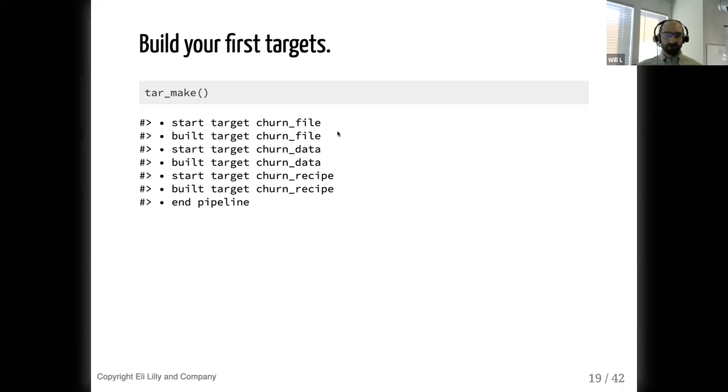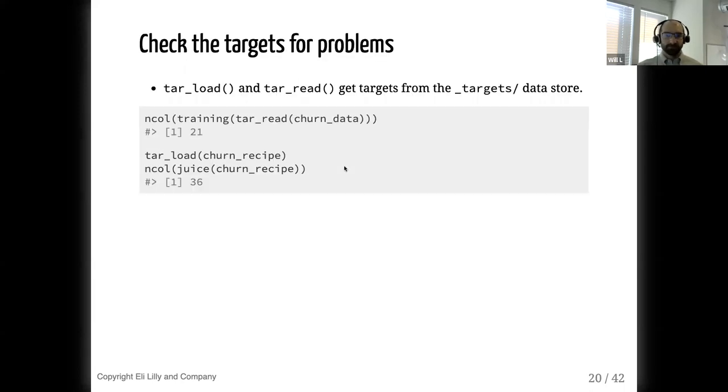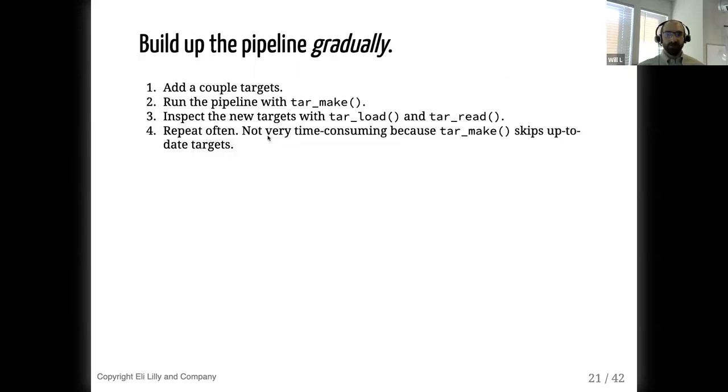What it does is run the correct targets in the correct order, tell you what it's doing, and store the results in a data store. The data store is just a targets folder in the workspace of your project. There are convenient functions, tar load and tar read, to bring the data back into your environment so you can inspect it for problems. At this point, I usually start a pipeline using a small number of targets, run them and inspect them. And because up-to-date targets are skipped, there's very little cost to repeating tar make. So we're going to build up this pipeline gradually.